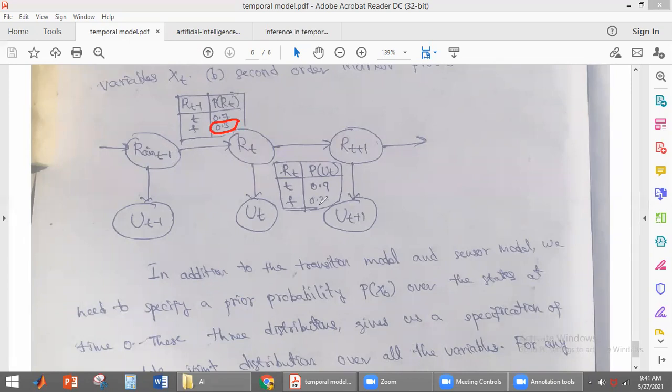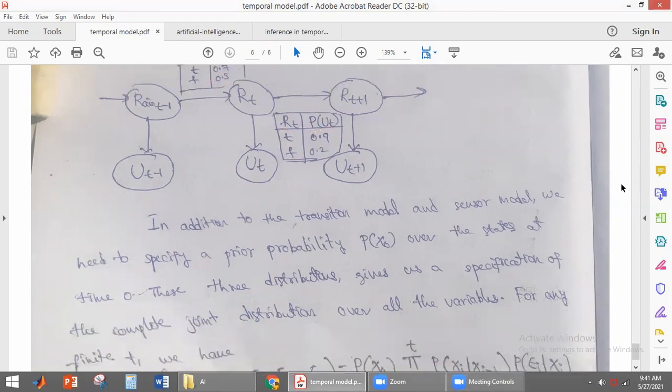And we also discussed that the evidence variable depends upon the current state. Whenever there is rain, then only you can see the umbrella. If the rain is true, the probability of getting an umbrella is 0.9. If there is no rain, the rain is false, the probability of getting an umbrella is 0.2. So the probability of getting an umbrella depends upon the rain.